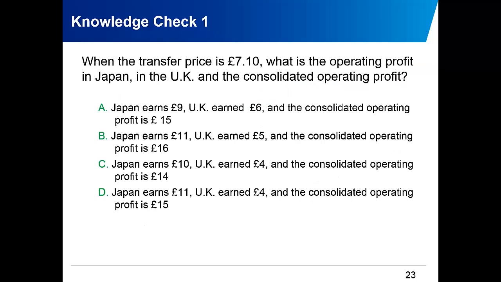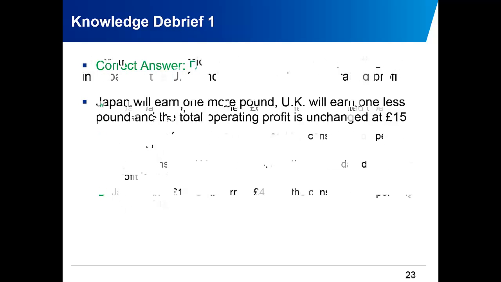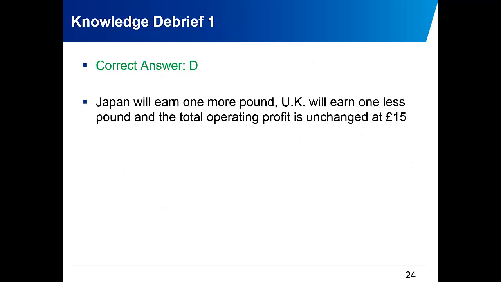So, what's the right answer? If you change your transfer price to £7.10, then what's going to be the operating profit in the Japan and what's going to be the operating profit in the UK and the total consolidated operating profit? The correct answer is D. Japan's going to earn one more pound and the UK will earn one less pound, and the total operating profit is still unchanged at £15.